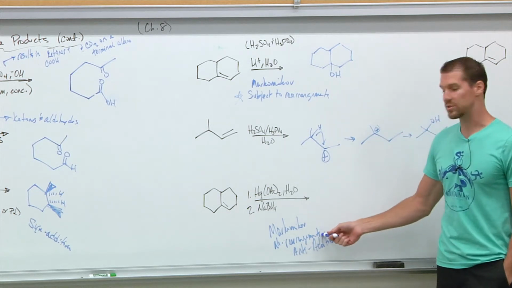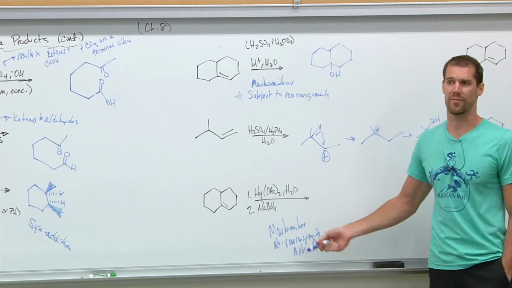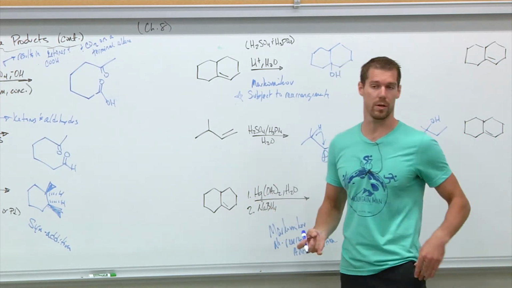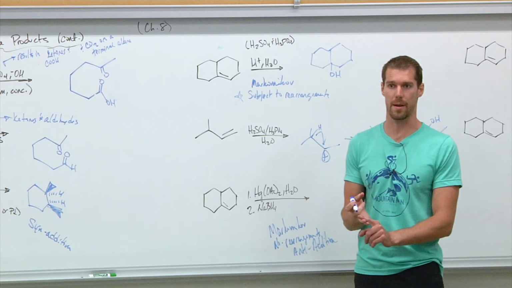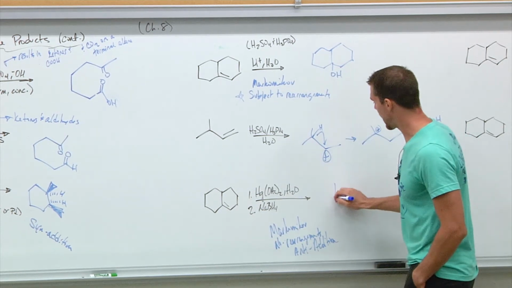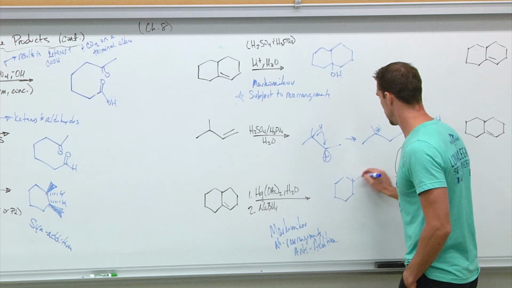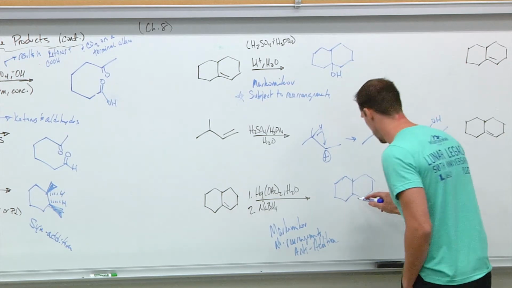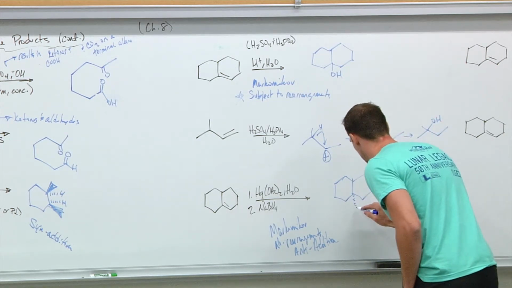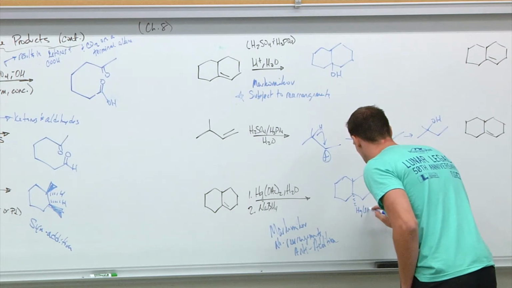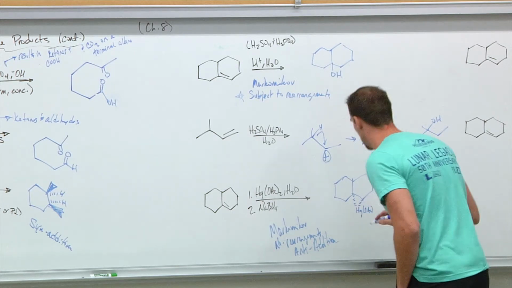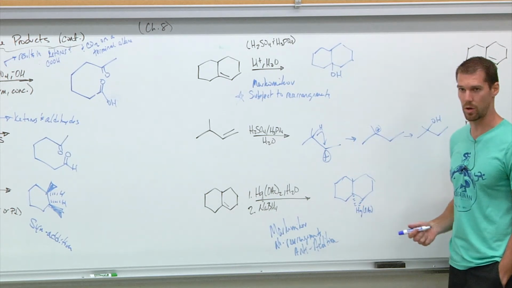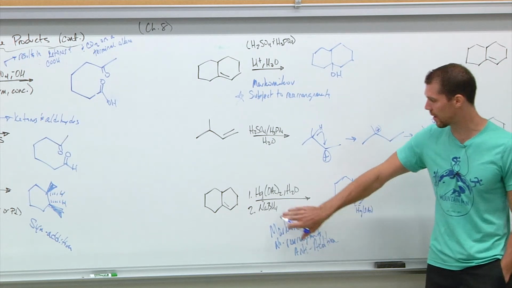So there are no rearrangements because we don't form a carbocation. We form a mercurinium ion, and it looks eerily similar to an epoxide or a bromonium ion, right? And so our reactive intermediate is going to look like this, okay? Water attacks the most substituted carbon, and then it's later reduced by NaBH4.